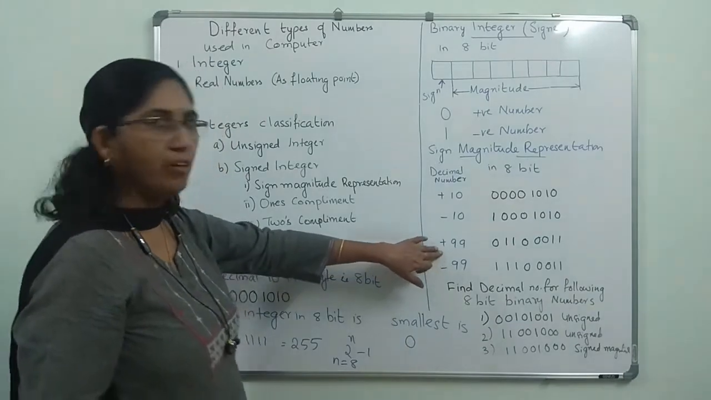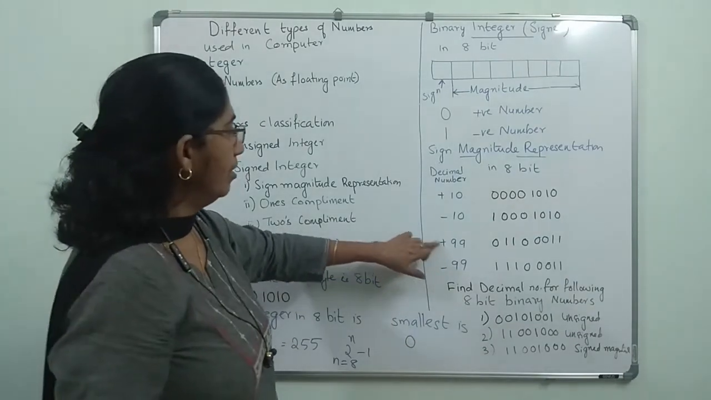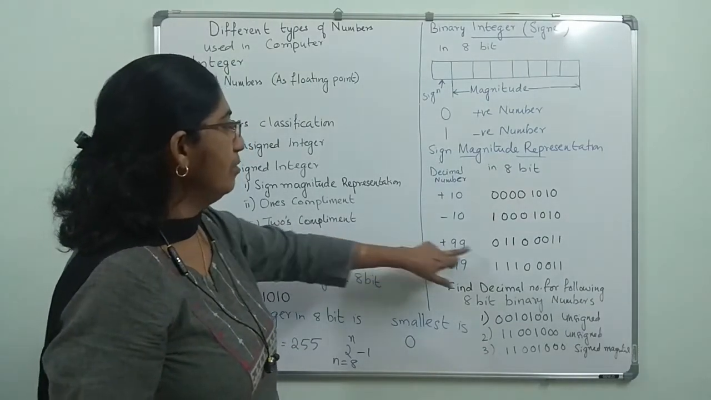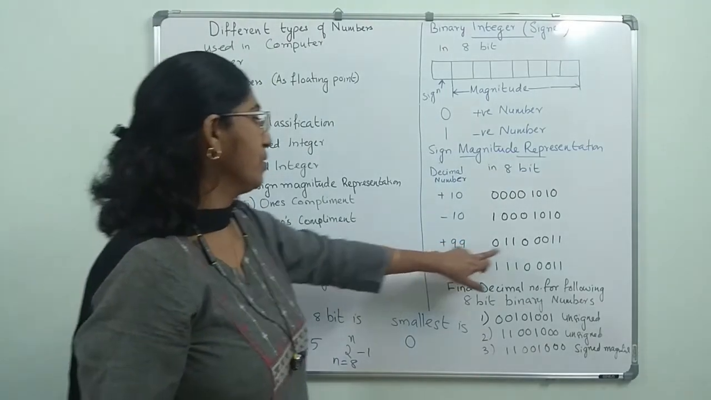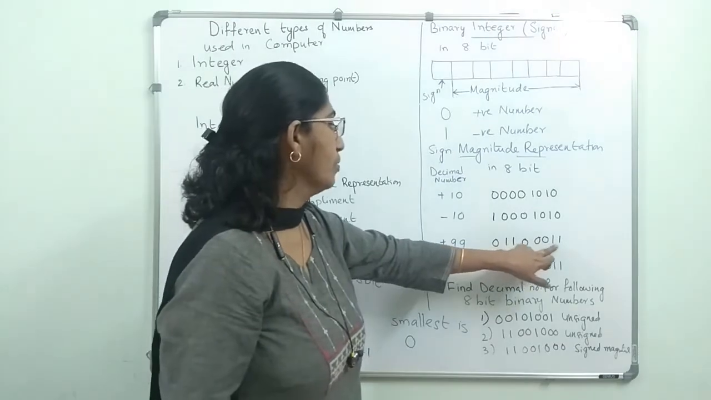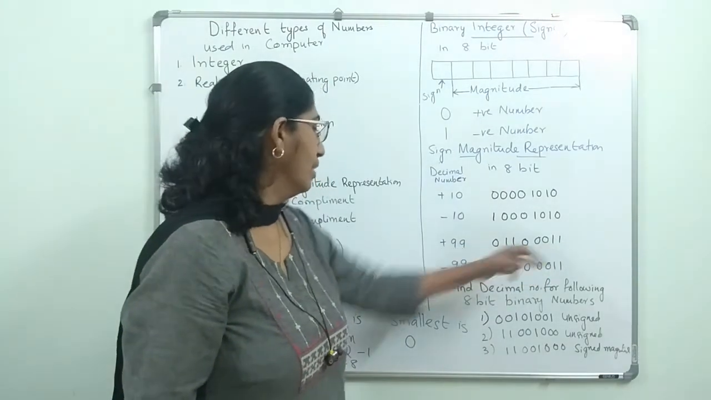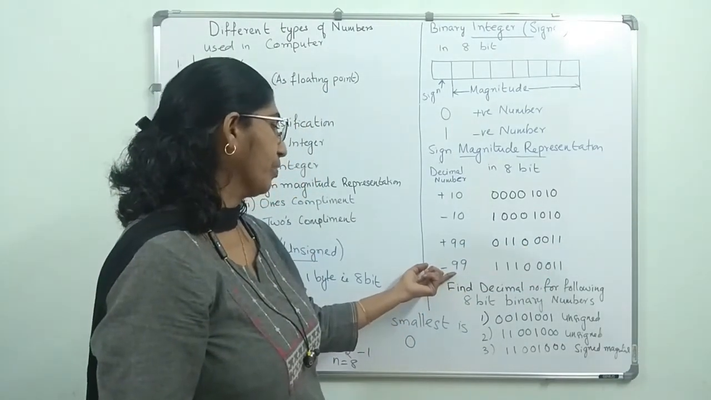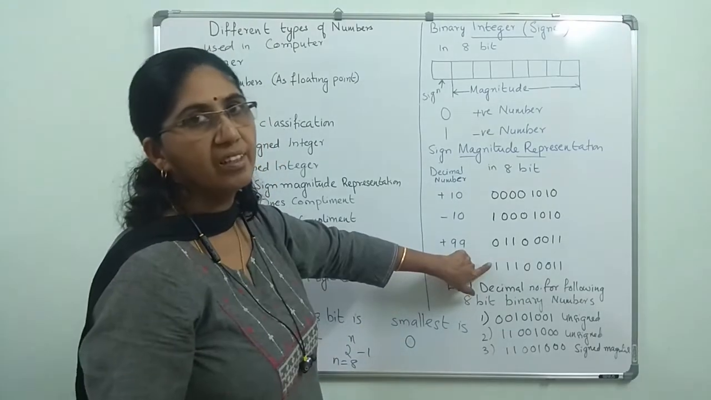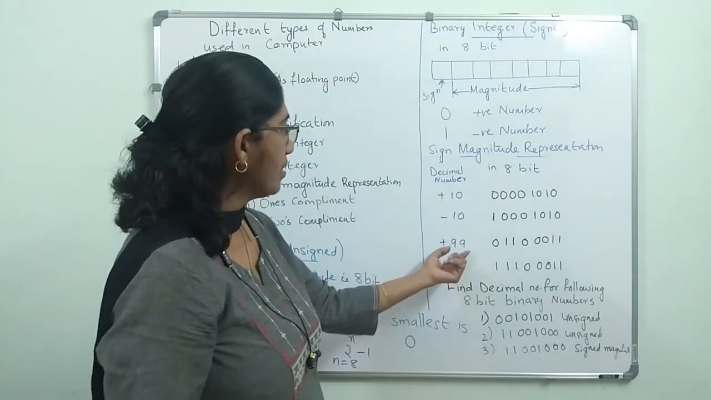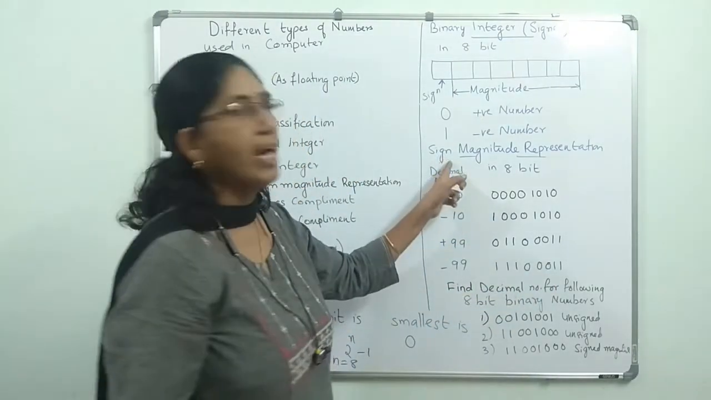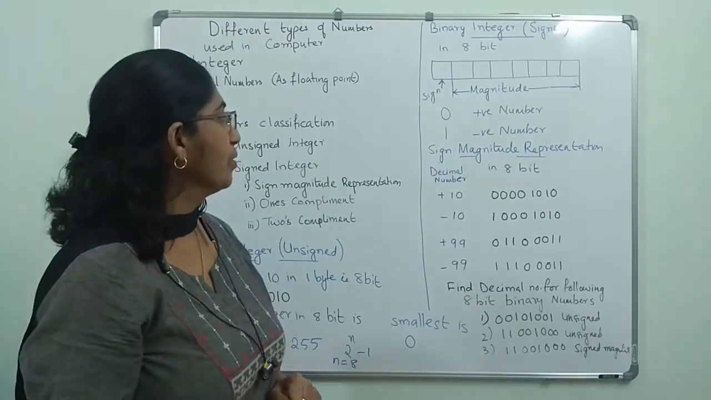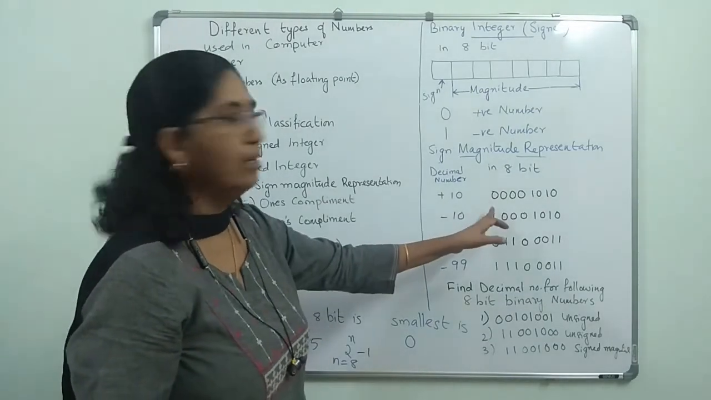Similarly, you can take the example of plus 99. Because the integer is positive, the first place you will have value 0. Then 99 is represented by 1100011. Then coming to minus 99. Minus means the first place is 1. Then whatever corresponds to the value of 99, you will keep here. So this is the sign magnitude representation of a decimal number in binary.